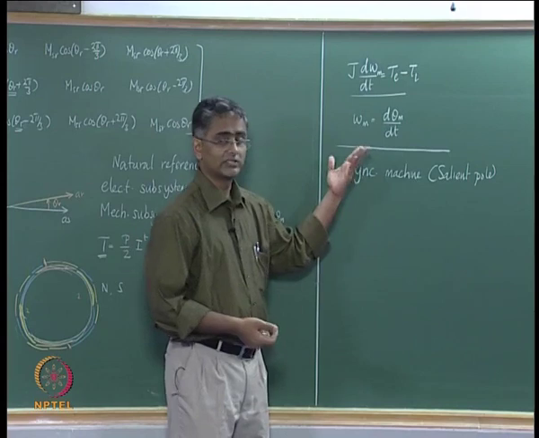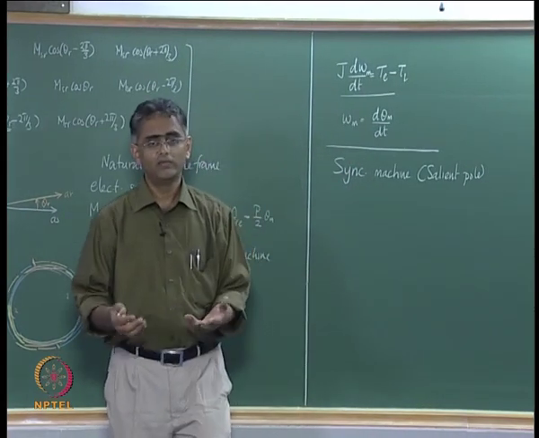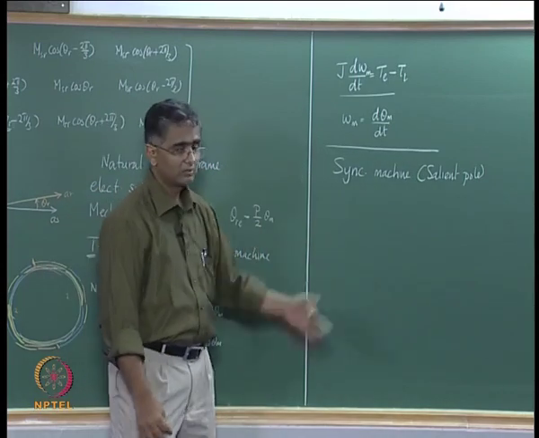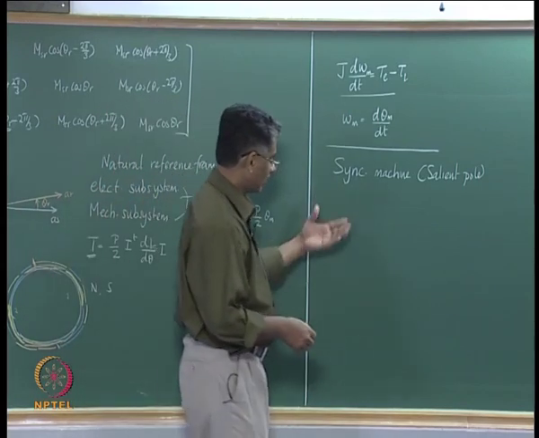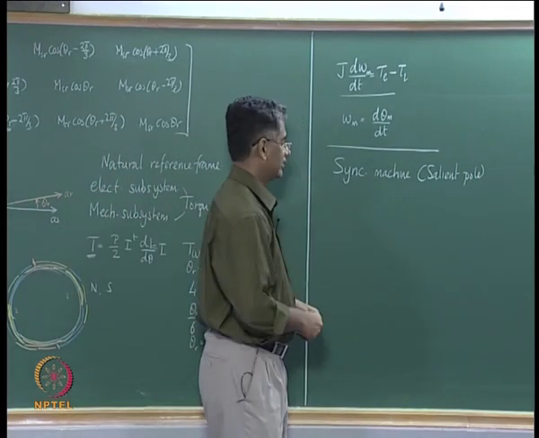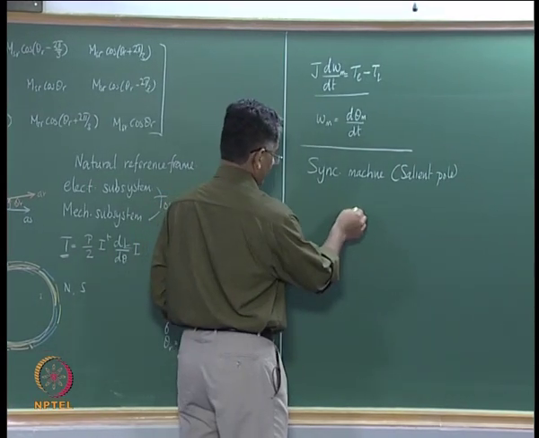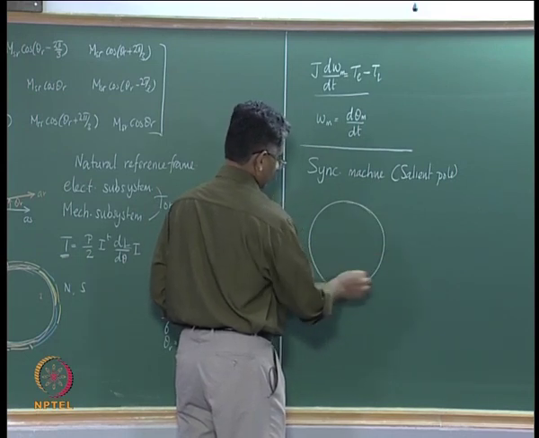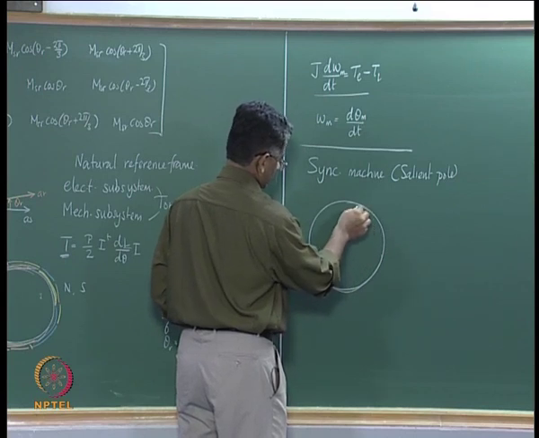If it is going to be a cylindrical rotor machine, then the air gap is uniform and we can simply arrive at that description from this by saying that LD is equal to LQ, and therefore let us look at the salient pole machine. The salient pole machine again has a stator and the rotor is salient pole.